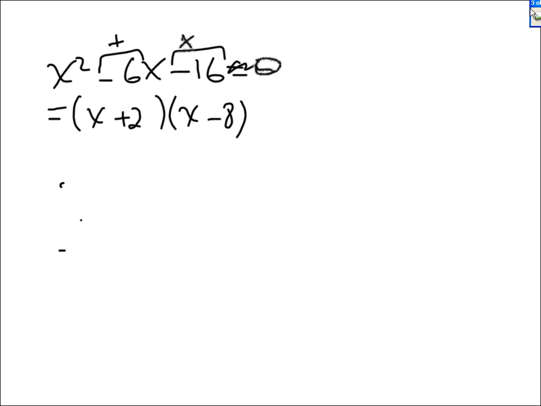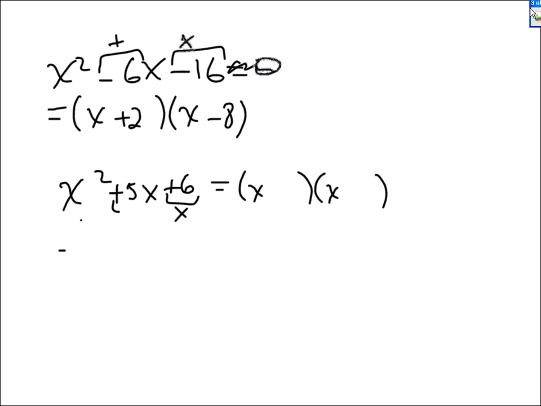Now, suppose you were asked to factor x squared plus 5x plus 6. And we've already done this one, so there's a reason we're doing it again. Two numbers that multiply out to 6 and add up to 5 are 2 and 3. So let's modify this problem a little bit.